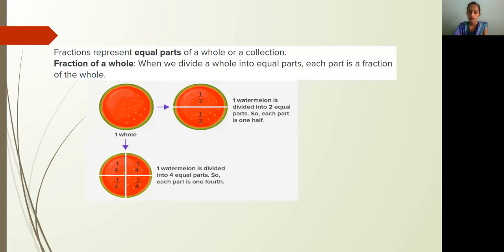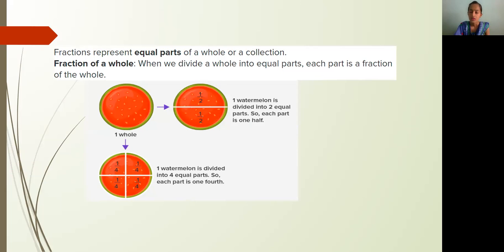Okay. See, this is the example. Here we take a whole watermelon. We divided the whole into two equal parts. Then one watermelon is divided into two equal parts. So each part is 1/2. When we divide a whole into four equal parts, we get the fraction 1/4. Each part represents 1/4.